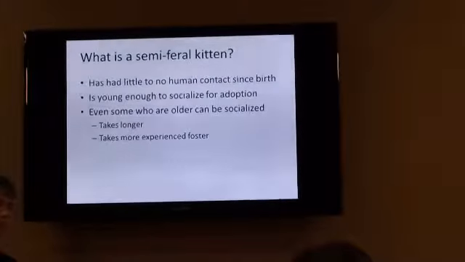So when we talk about semi-ferals, we think that they're going to be young enough that we're going to be able to socialize them and get them adopted. And it does take a little bit longer, and it's more trying, especially in the beginning.